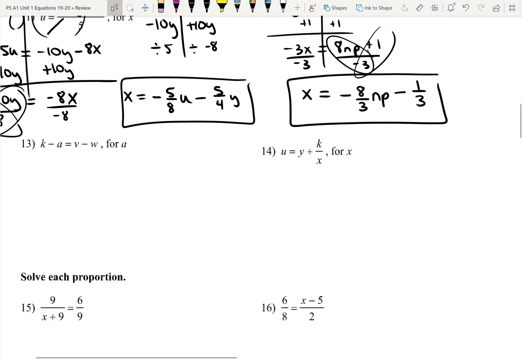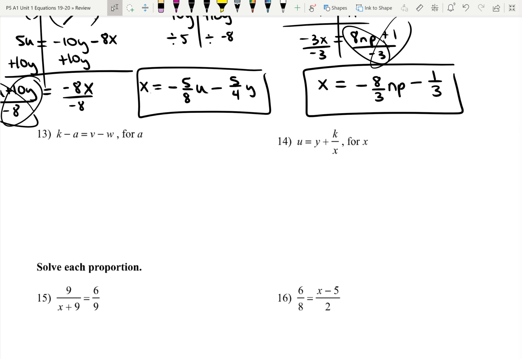In number 13, we have k minus a equals v minus w, and we're asked to solve for a. This might be the most subtle first thing. That negative sign means we are multiplying by negative 1. Remember, when we don't see a coefficient, that coefficient is a 1. And then since the k is positive, we are adding a k on that side. To reverse these things, we're going to subtract k and divide by negative 1.